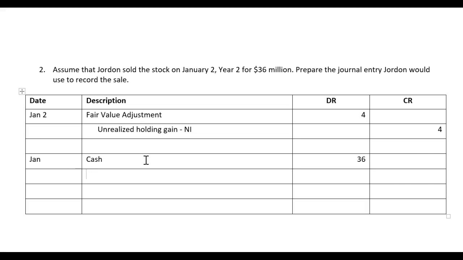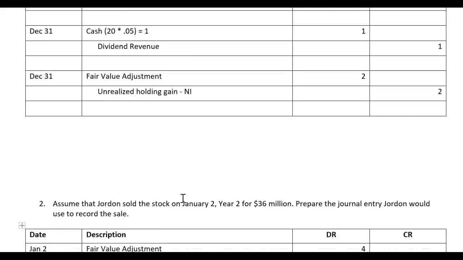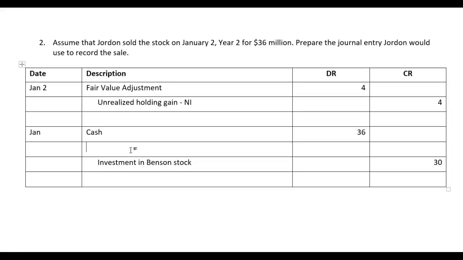Now, just like the bond, we need to remove the investment from our books. So we're going to hit the investment in Benson stock. You could just do investment stock there, but I like to track whose stock it is. And we're going to take it off at the original 30 that we put it on at. So just like before, if you look, you recorded at 30, so we need to take it off at that 30.